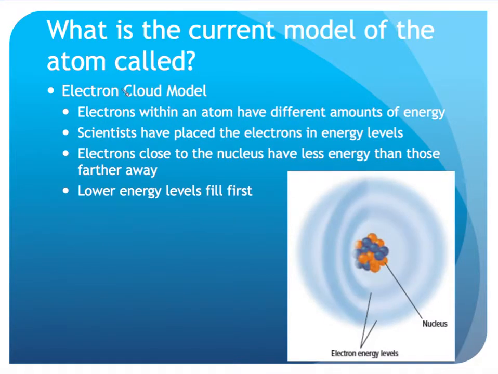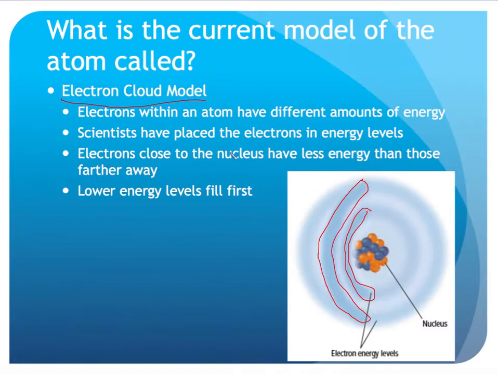The reason they have similar properties is what we're going to talk about next. And so our current model of the atom is called the electron cloud model. And what has come to be understood is that electrons within the atom have different amounts of energy. So there's a cloud, but there's different layers of energy. And so this dark shaded region, this is an energy level. The electrons here have a certain energy. Electrons here have a certain energy.